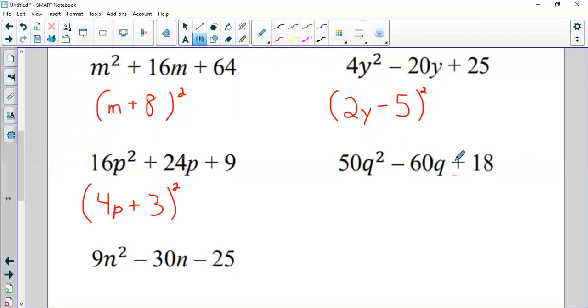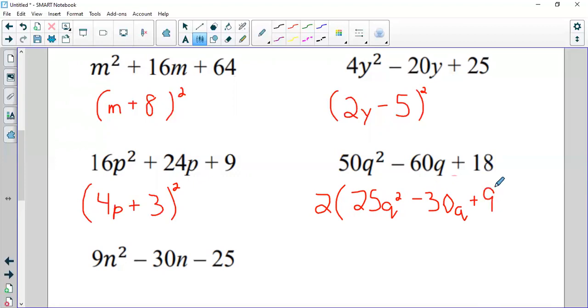Is the C term positive? Yes. Is the A term a perfect square? No. Is the C term a perfect square? No. But does this trinomial have a GCF? Always look for a GCF first. The GCF of this is 2. That leaves me 25q squared. Now I got a perfect square. Minus 30q. The B term does not have to be a perfect square, just A and C. In fact, the B term will almost always not be a perfect square. That's really rare. Plus 18 divided by 2 gives me 9.